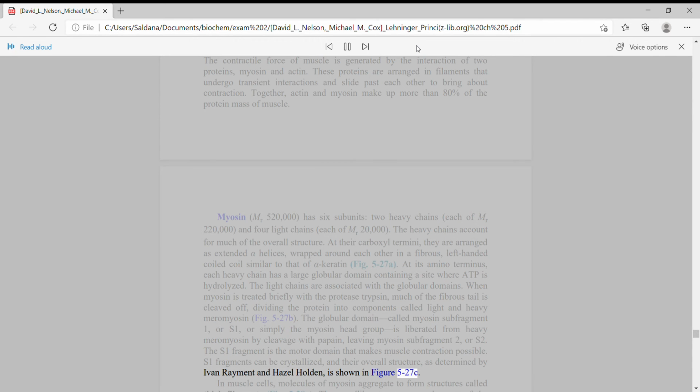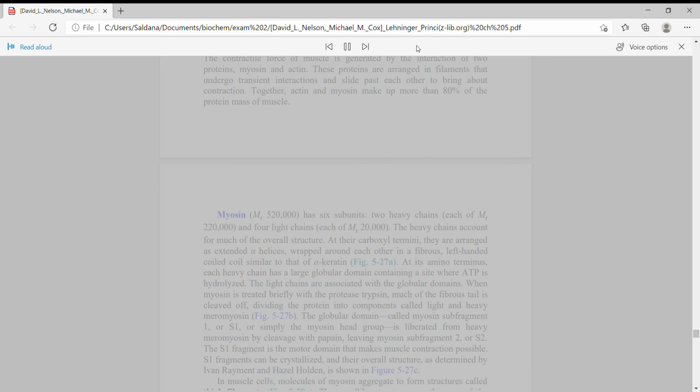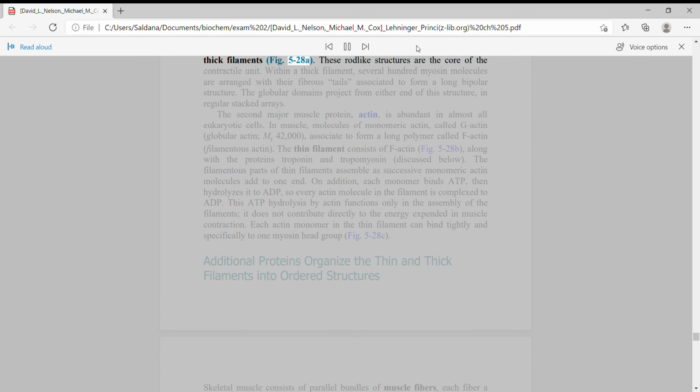Figure 5-27c. In muscle cells, molecules of myosin aggregate to form structures called thick filaments, Fig. 5-28a. These rod-like structures are the core of the contractile unit. Within a thick filament, several hundred myosin molecules are arranged with their fibrous tails associated to form a long bipolar structure. The globular domains project from either end of this structure in regular stacked arrays.